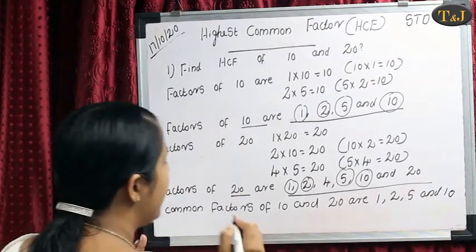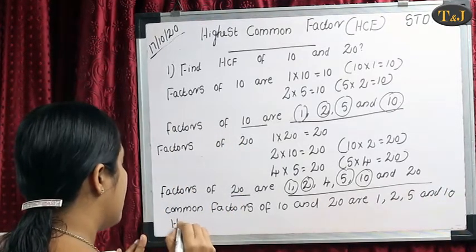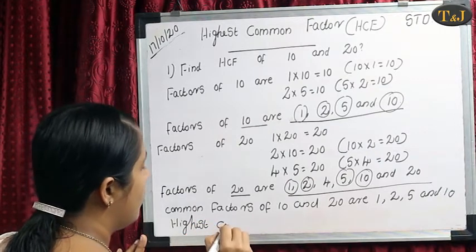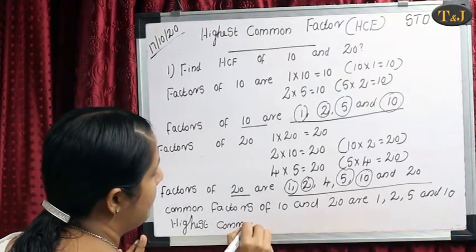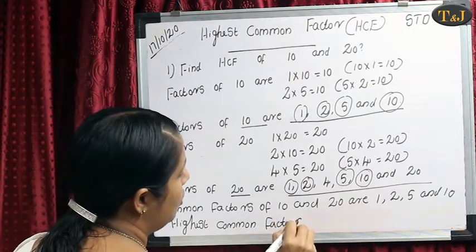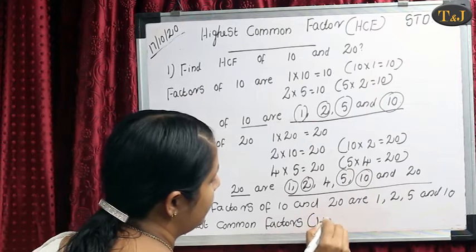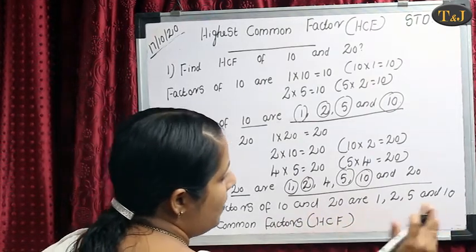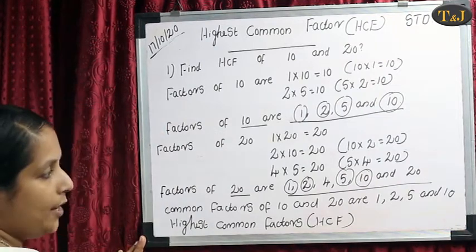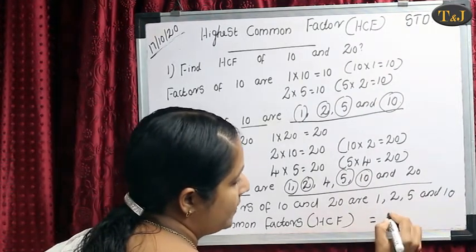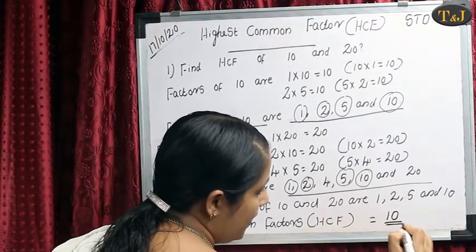Next we want the highest common factor, which is known as HCF. Among these common factors, which is the highest value? Yes, 10 is the highest value. Therefore, our HCF equals 10.